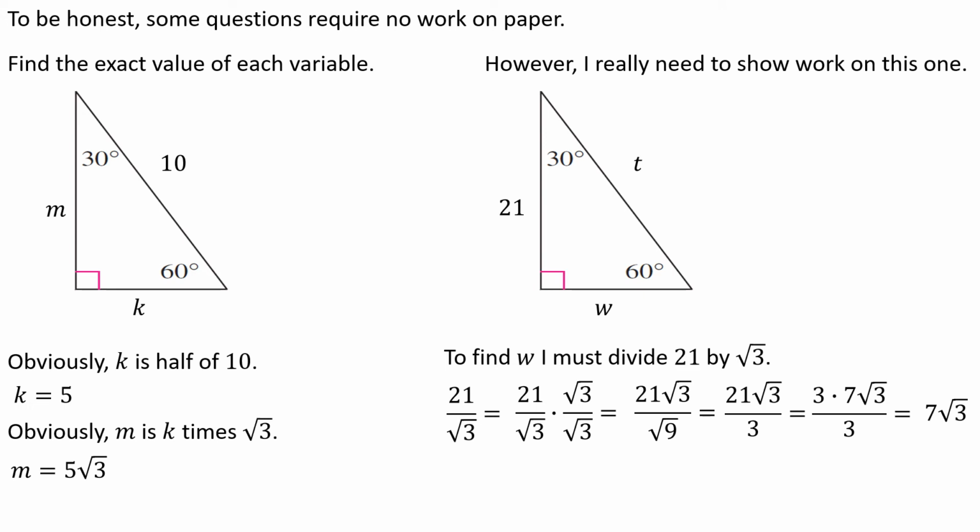Now, I know the hypotenuse will just be twice as big, so I could be lazy and just say, hey, double it, you get 14 root 3. I could say, you know what, though, if I showed work for that, I should probably show work for the other one. So I can say, hey, I know t equals 2 times w. And so I got to do 2 times 7 root 3, and I get 14 root 3.